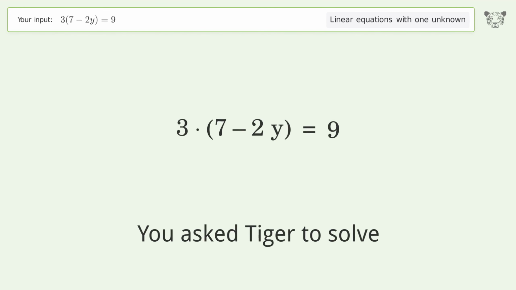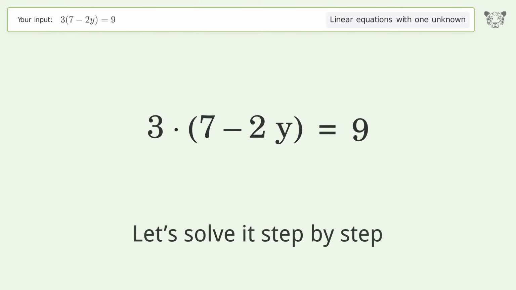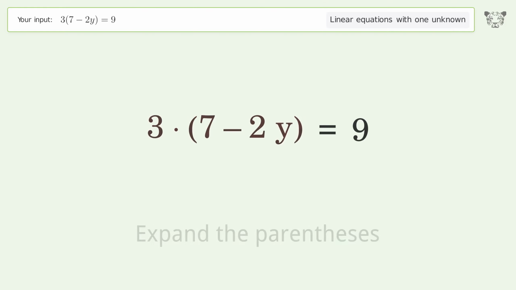You ask Tiger to solve this. It deals with linear equations with one unknown. The final result is y equals 2. Let's solve it step by step. Simplify the expression. Expand the parentheses.